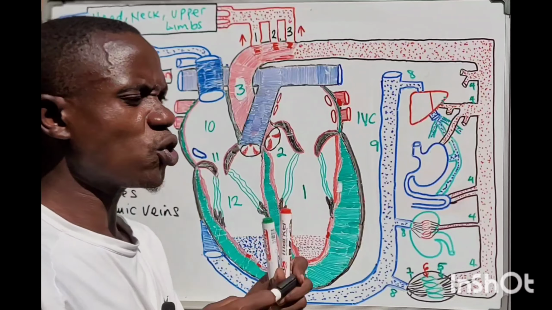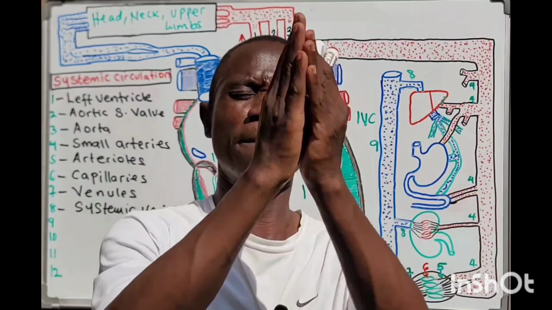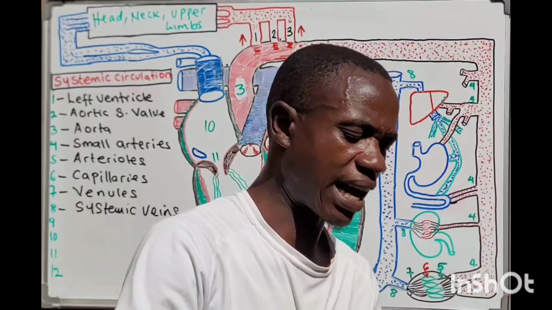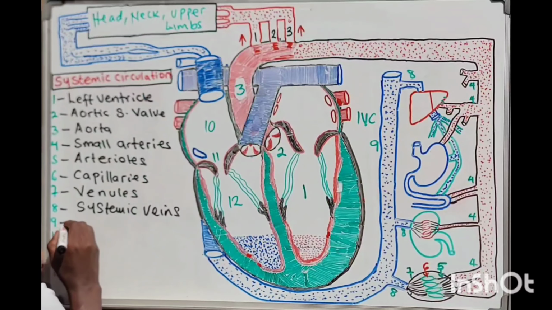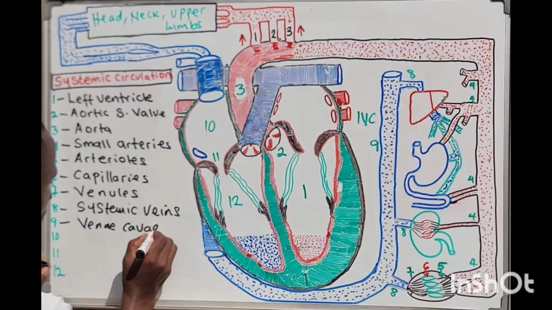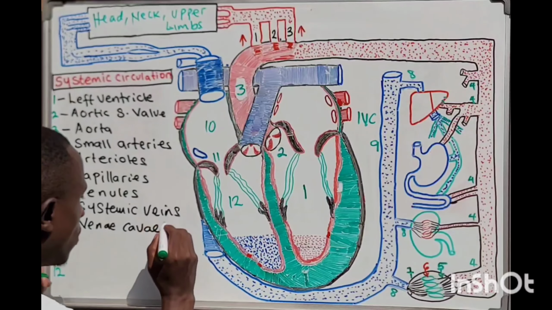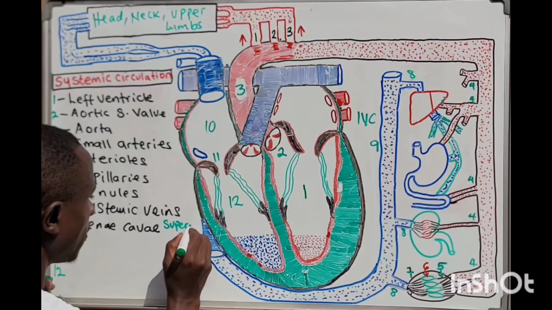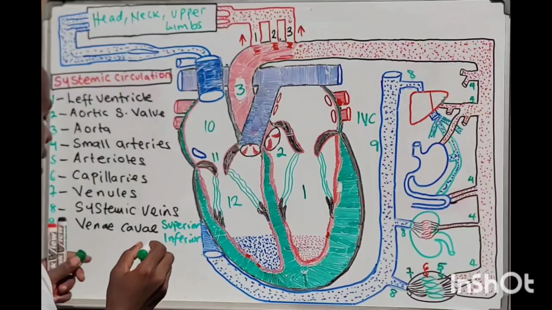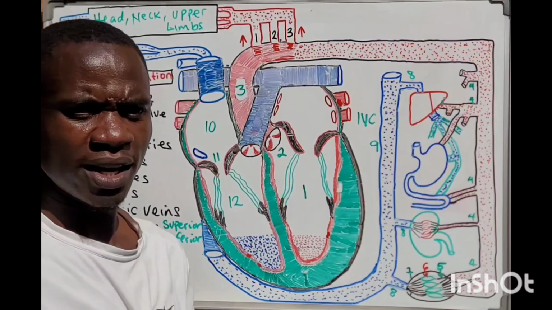Now, multiple of the systemic veins are also going to be dropping the blood into the big vein, which we call the vena cava. So now our step number 9 was the vena cava. And of course, when we talk about the vena cava, we have the superior and the inferior. The superior drains the upper parts, and the inferior drains the lower parts. It is such a beautiful thing.